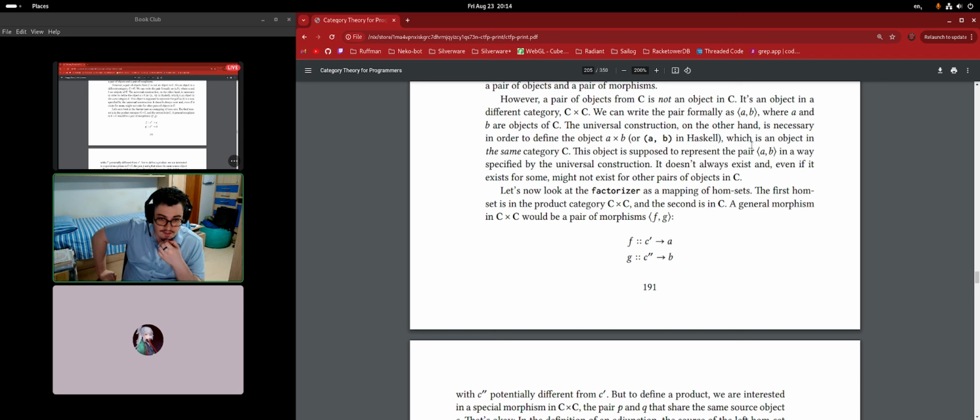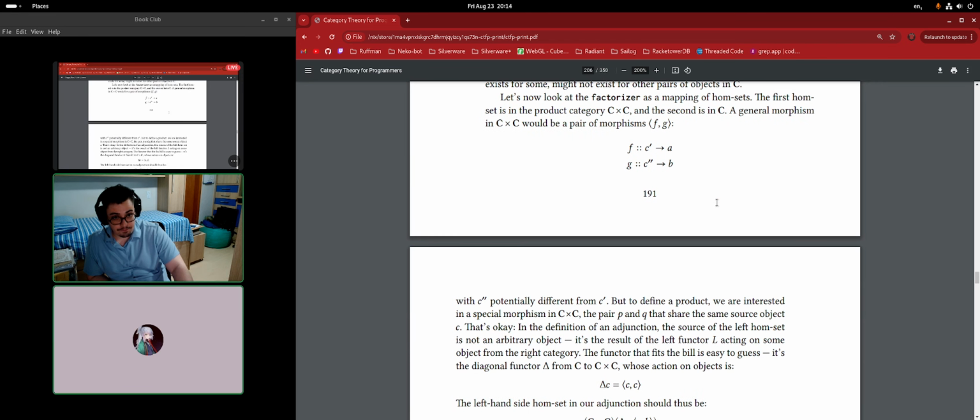So the first home set is in the product category, and the second one is C. We are looking with adjunction onto equivalence of home sets. The first home set is the product one, the one coming from the Cartesian product of C category. So this is that. And the second one is C. That makes sense. We are composing the morphisms because we need a pair of morphisms in order to have morphisms in this category. That makes sense.